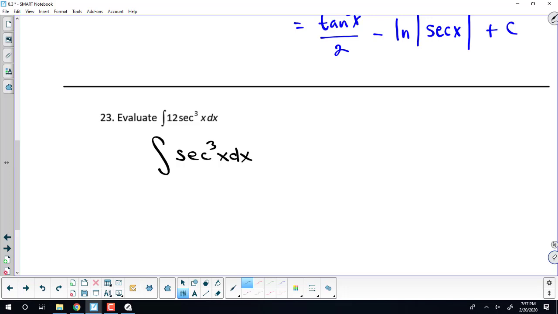So some of these, instead of using reduction formulas, we could work out using different methods. Like secant cubed, we could rewrite as secant squared times secant.